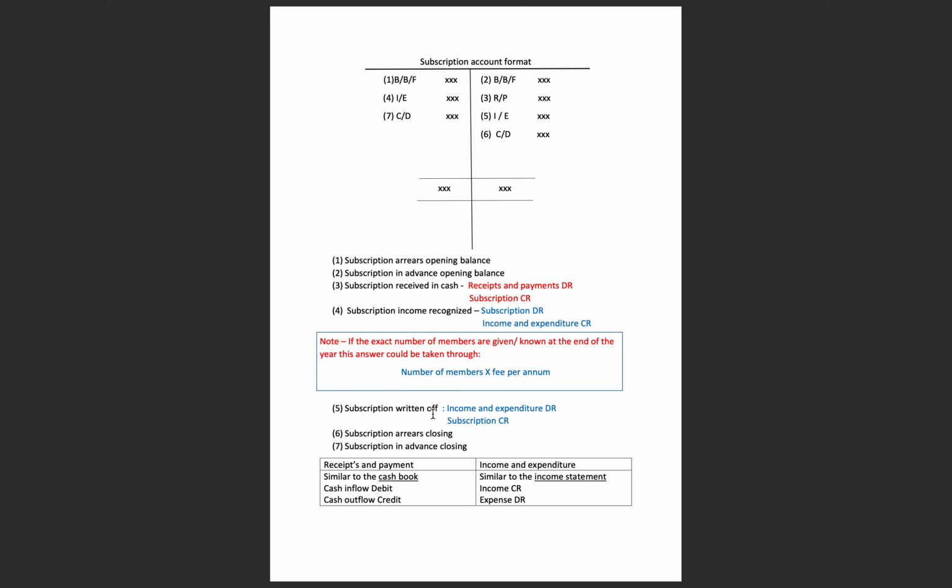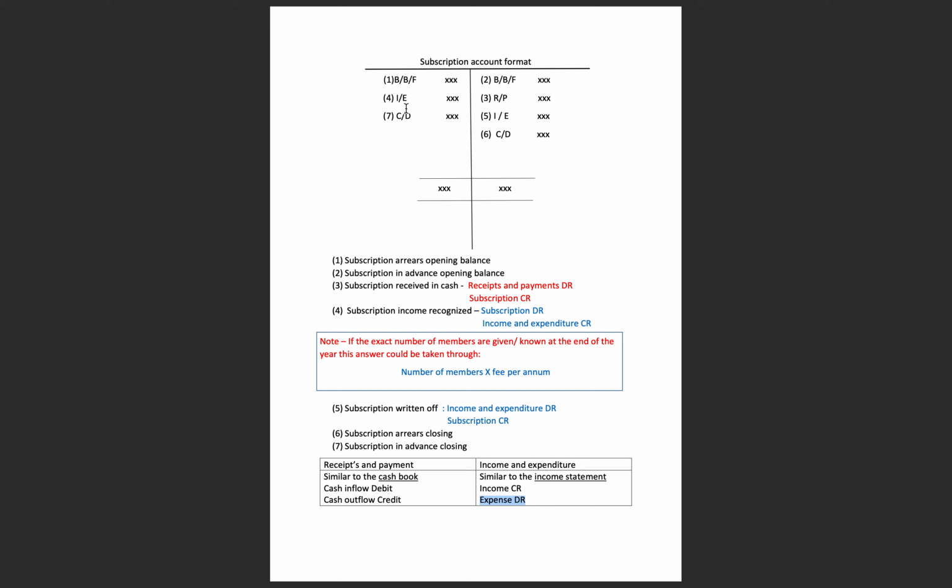Subscription written off. Now most of you have already done with me income statement of sole trader. In sole trader, we learned something called bad debt written off. So bad debt written off is where your trade receivables don't pay you. Subscription written off is also similar to that, where members have stayed inside your organization but they have not paid the money, they have left without paying money, so it's an expense. So remember, if it's an expense inside income and expenditure account, it will come on debit side. That's why in the subscription account number 5 you see it on this side.